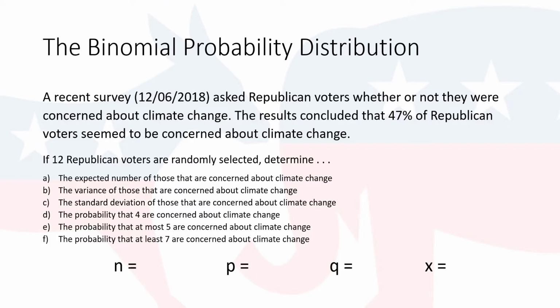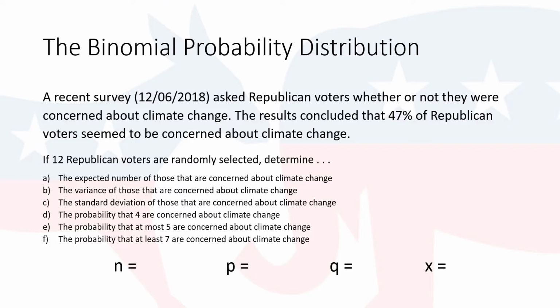Now, X, that's the thing for this problem that will throw students off. For part D, we're wondering what the probability is that 4 of those people who are selected, 4 out of the 12, will be concerned about climate change. So in this case, X is equal to 4. Now when we say the probability that 4 are concerned, we mean exactly 4. Not 4 or more, not 4 or less. We mean exactly 4.